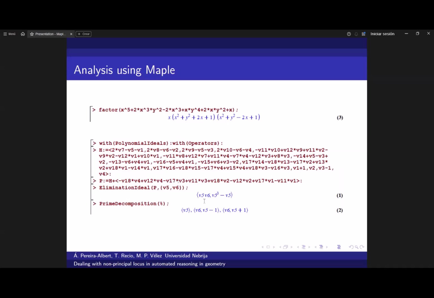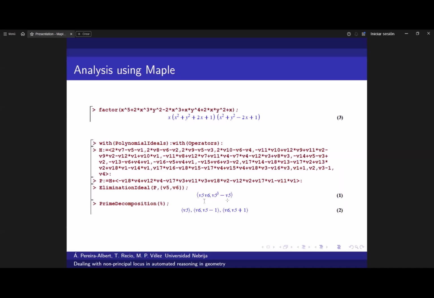And this equation here is the condition that we wanted to add. So if this is 0, then it means that the Euler line is perpendicular to the side through A and B. And then we eliminate all variables except those belonging to C, so that is v5 and v6, and we get this ideal here. And as we can see, this is not a principal ideal, so this is not an equation that we can draw, and this is why GeoGebra internally has some problems with it. But luckily, using Maple, we can explore this and see what happens.